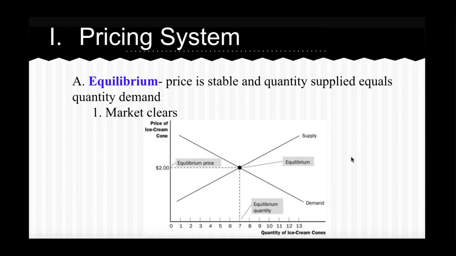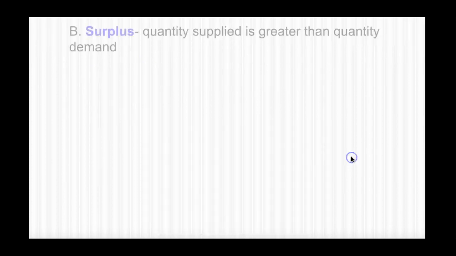Now, in a perfect world we would be at equilibrium all the time, but because we don't have any government body that forces us to that point, we're not always there. Sometimes we are either above or below equilibrium. First off, we could potentially have a surplus. A surplus is when the quantity supplied is greater than the quantity demanded. That means we have way more people willing to sell this item than people willing to buy the item.